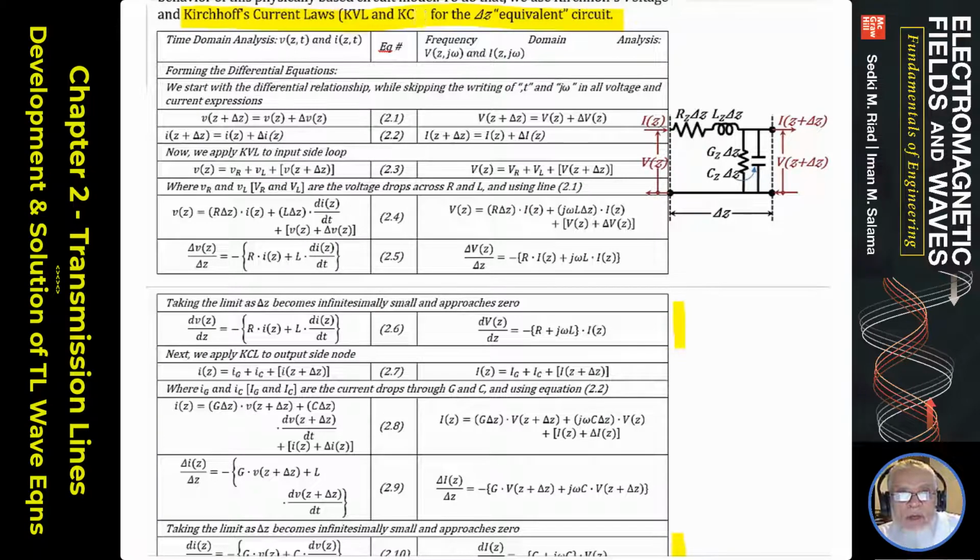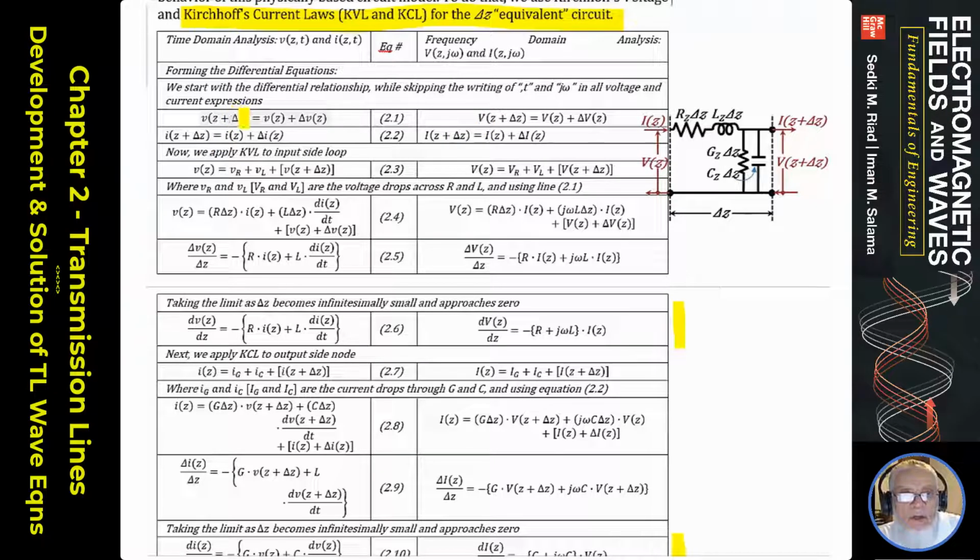Now we are ready to apply KVL and KCL for the delta Z equivalent circuit that we spoke about earlier: delta R, delta L, delta G, delta C on an interval delta Z of the transmission line. Here we do time domain and frequency domain analyses for more exposure and better understanding. In the voltage expression here in the time domain we use lowercase. In the voltage expression here we use uppercase.